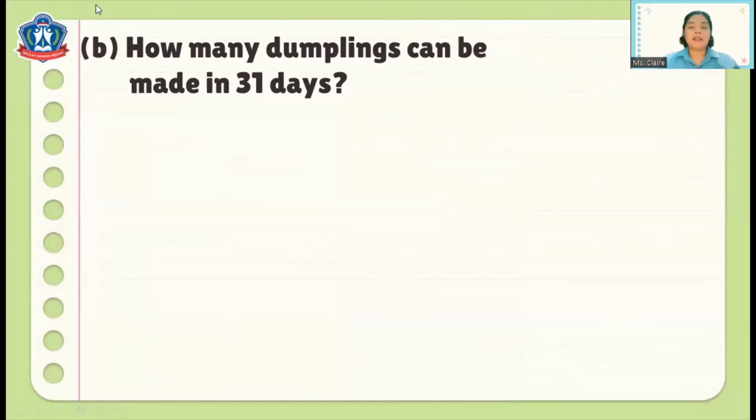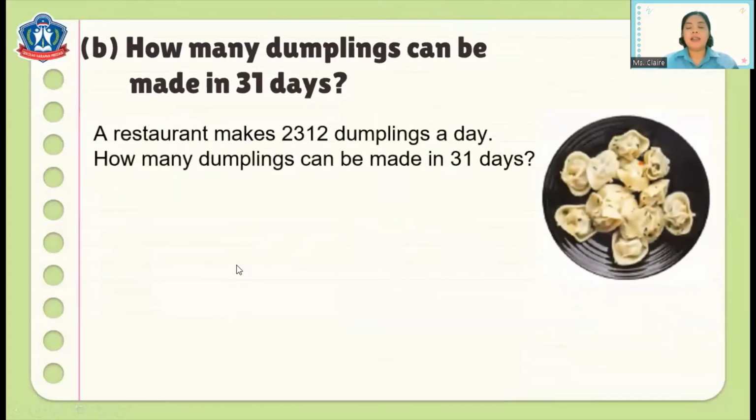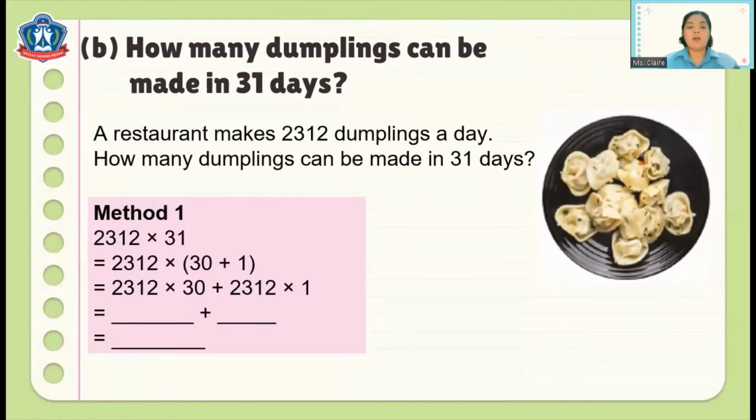Another problem, take a look. How many dumplings can be made in 31 days? So this is multiplying a number by a two-digit number. We can use method 1. This is by the distributive property. We will break the 31 into 30 and 1. So we have 69,360 plus 2,312. So the total is 71,672. So this is method 1, by breaking the number into tens and ones.